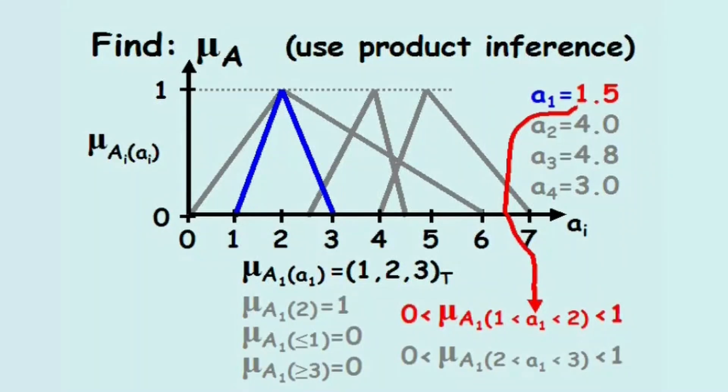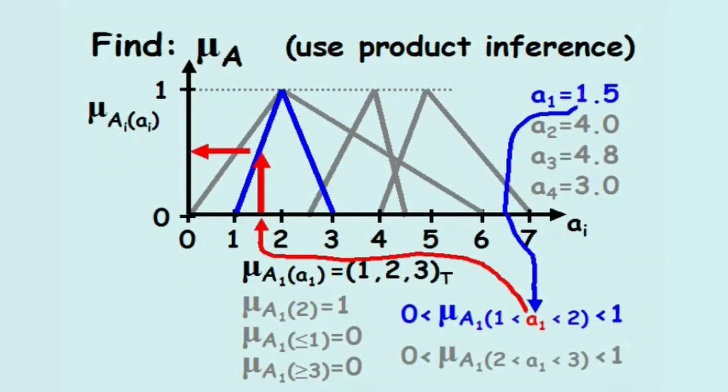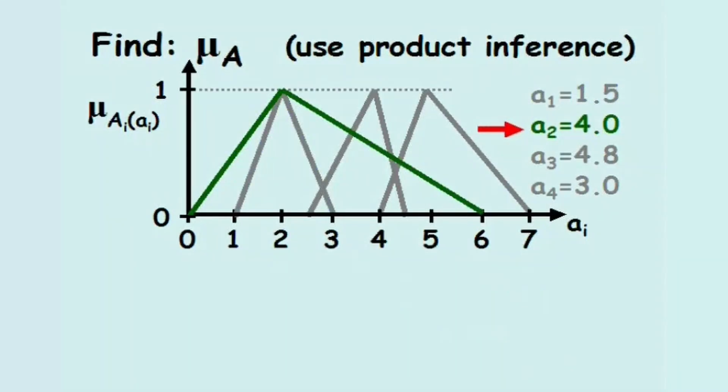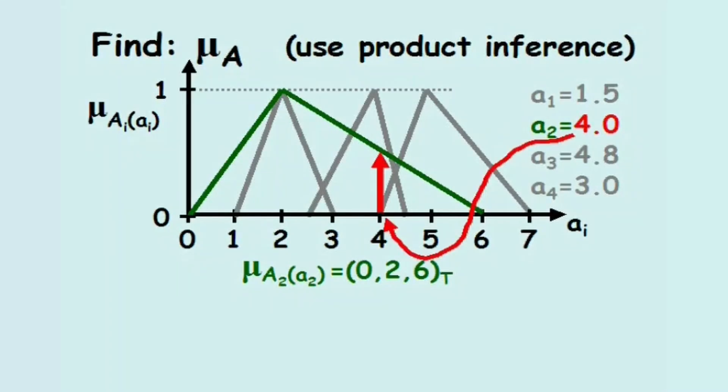From the problem statement, A1 equals 1.5. And when 1.5 is mapped to triangular fuzzy number 1, 2, 3, the mu A1 equals 0.5. With mu A1 solved, we'll move on to mu A2, which is determined the same way. Mu A2 is the triangular fuzzy number 0, 2, 6. Since the value of A2 equals 4, and 4 falls halfway between 2 and 6, fuzzy number mu A2 also equals 0.5.